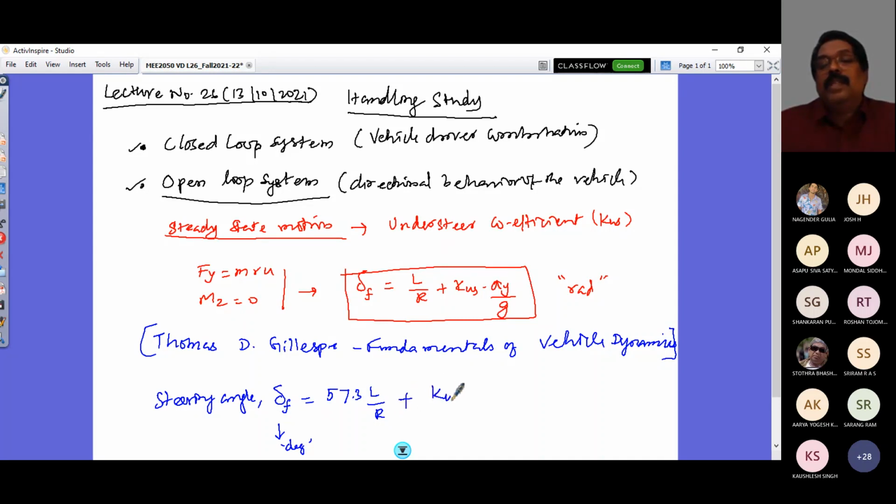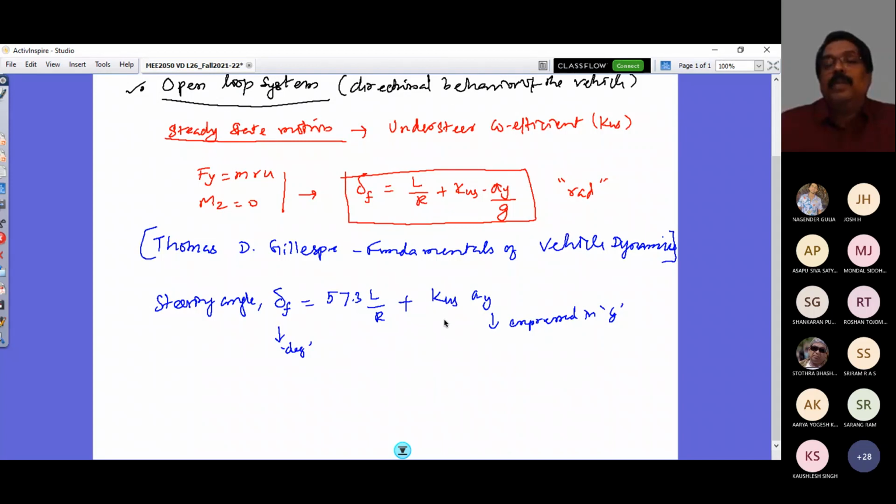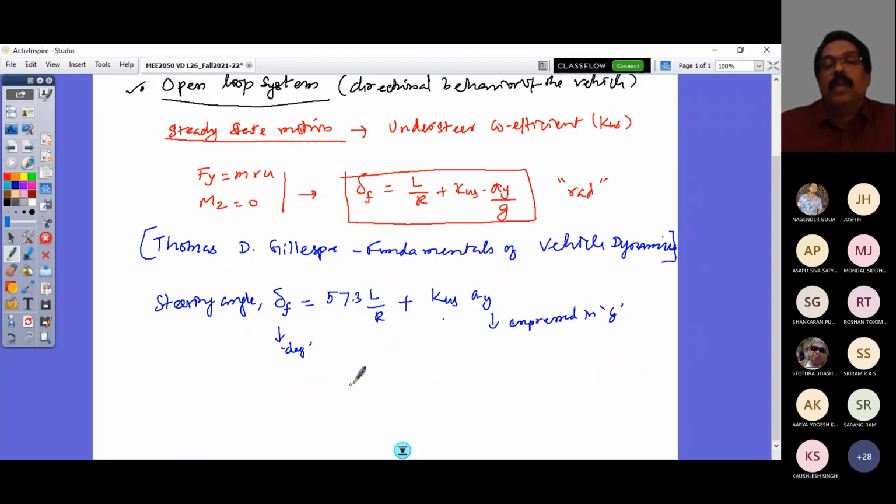Then here this KUS, and you will have this AY given in G units. This is expressed in G's. That means it is not meter per second squared. Rather, you would say it is 0.2 G, 0.3 G, like that. Right? In terms of G values, it is given. If that is so, how do you define your KUS? The unit of KUS now is going to be degrees per, what is the unit of that? Degrees per G.